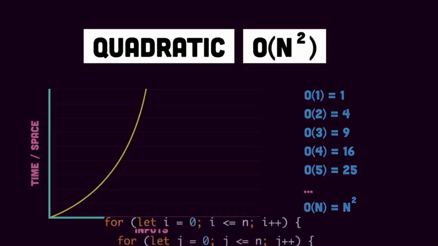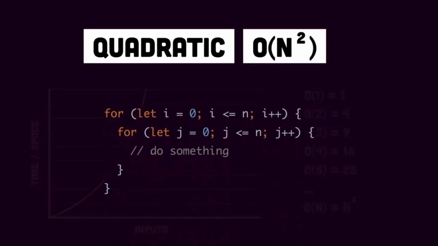The algorithmic example for this would be a loop within a loop. So if we have n as the number of items, here we have the outer loop which goes from 0 to n, and then for each iteration we have an inner loop that goes through all the items again.